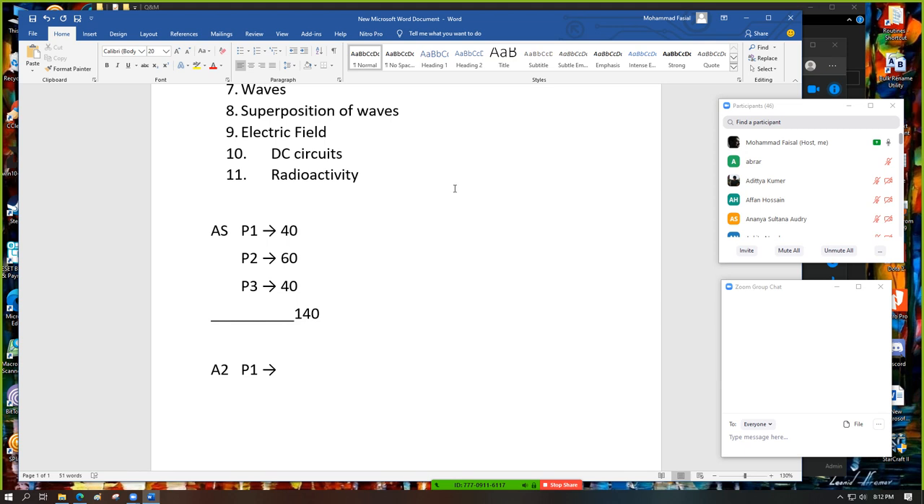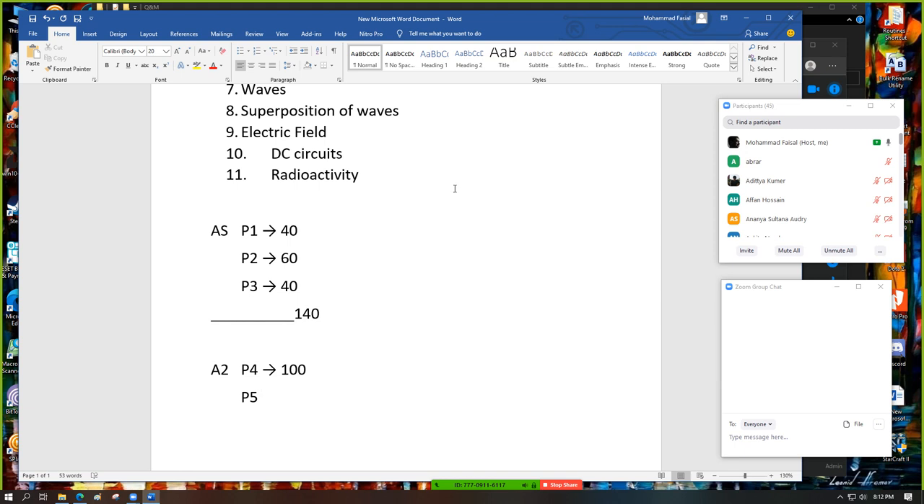So in A2 we have 2 papers. We have a paper 4 which has a 100 mark exam and which is to be appeared in 2 hours. So you have 120 minutes to answer a 100 mark exam, which is a really long exam. It takes a lot of perseverance to even sit through it. So the mock processes are really important.